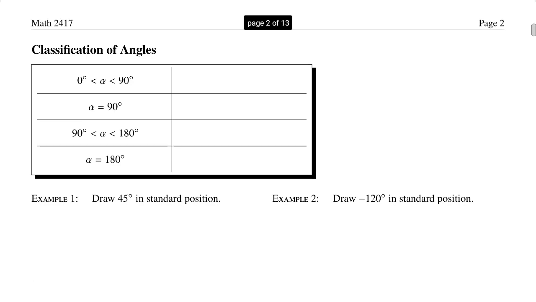We also have classification of angles. If an angle alpha is between 0 degrees and 90 degrees, we say that that angle is acute. If the angle is equal to 90 degrees exactly, that's a right angle. If the angle is between 90 and 180, we say that that angle is obtuse. And if the angle is equal to exactly 180 degrees, we call that a straight angle.